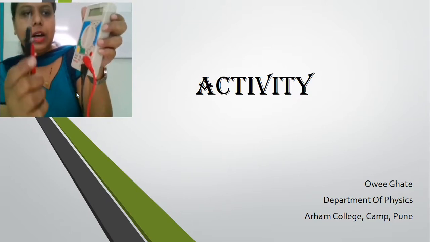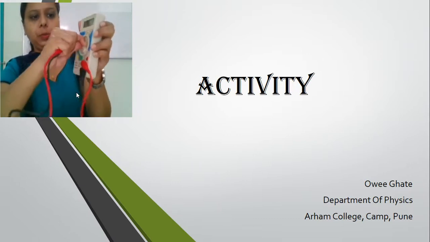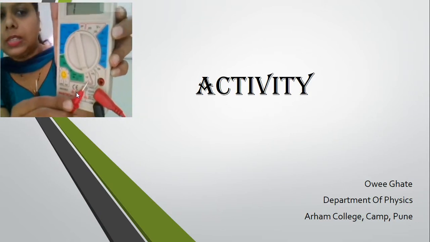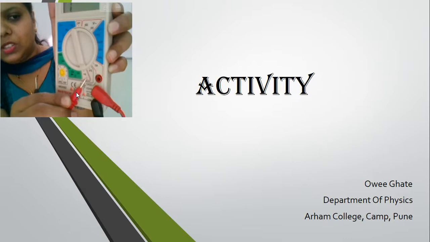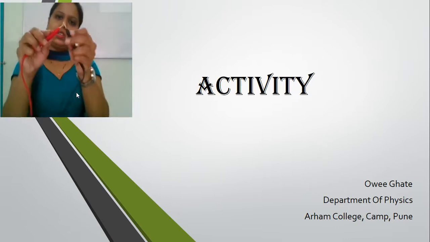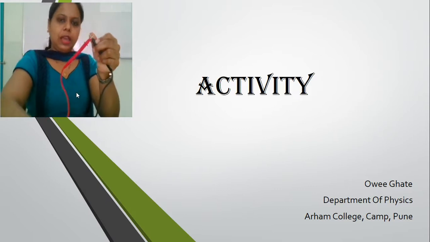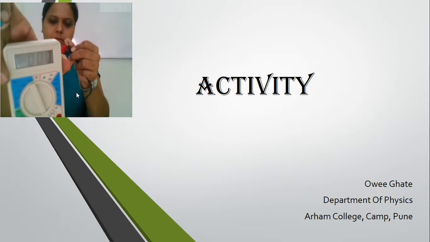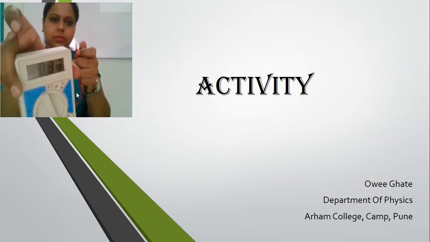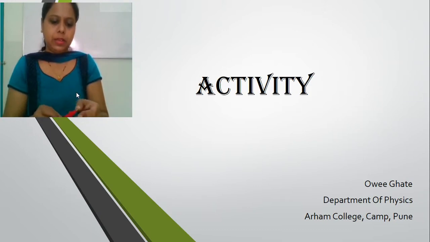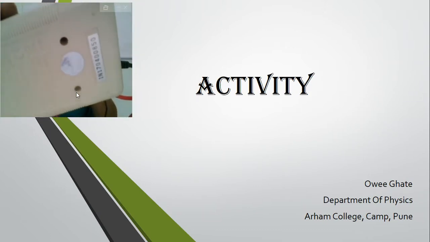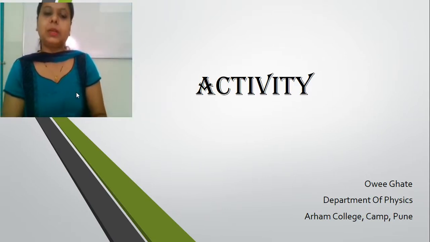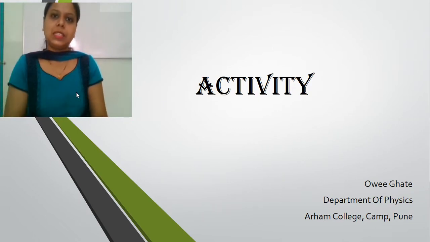Let's check the continuity. To check the continuity, we need to rotate this regulator to this Wi-Fi symbol or the sound symbol. Once you have done this, you just need to touch these two pins together and a beep sound will come. This is the beep sound we get. That means this multimeter is in working condition.